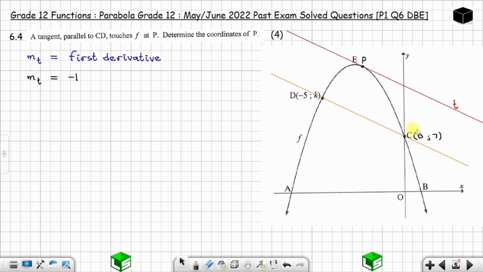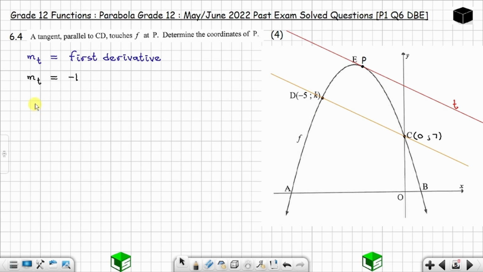When two lines are parallel to each other, they have the same gradient. The gradient of the line CD is equal to -1, and so the gradient of the tangent will also be equal to -1. Now you have the gradient of the tangent, which is equal to -1. Now you need to take the first derivative of the equation of the graph.